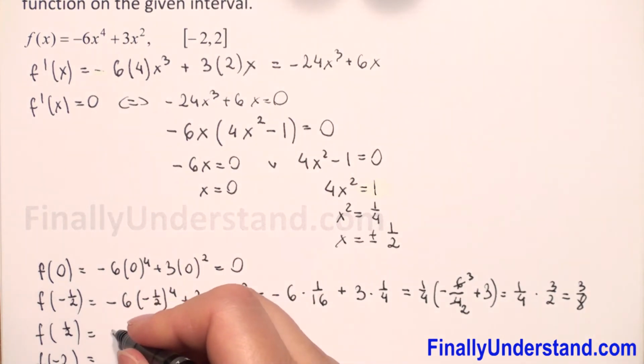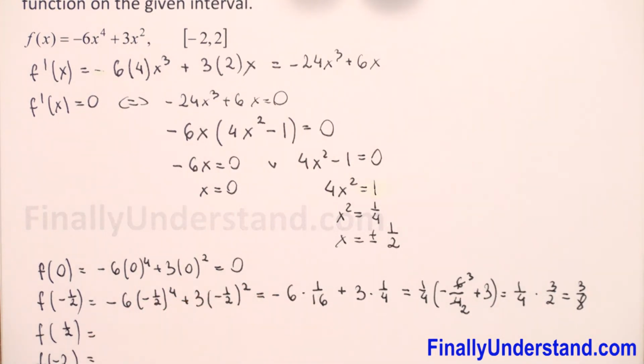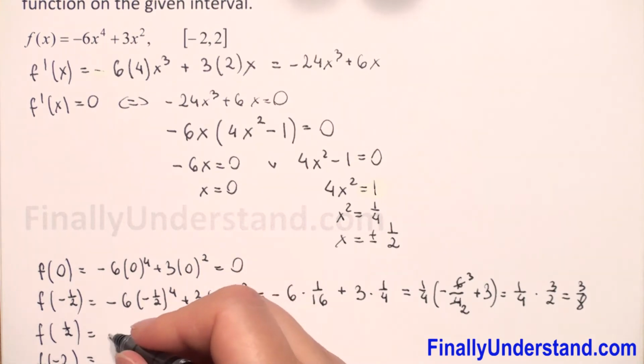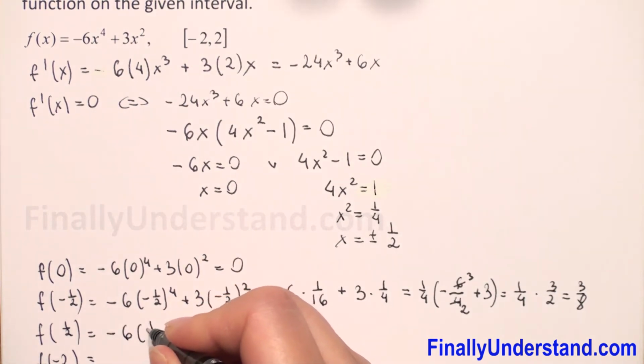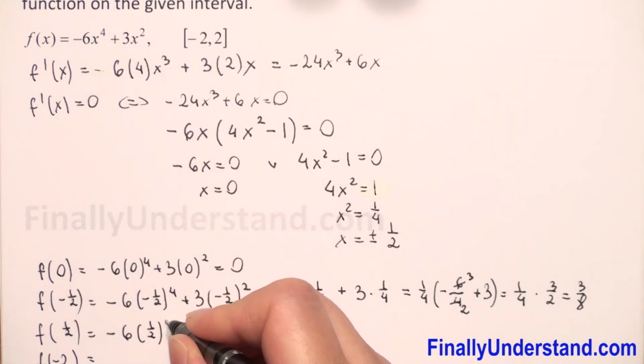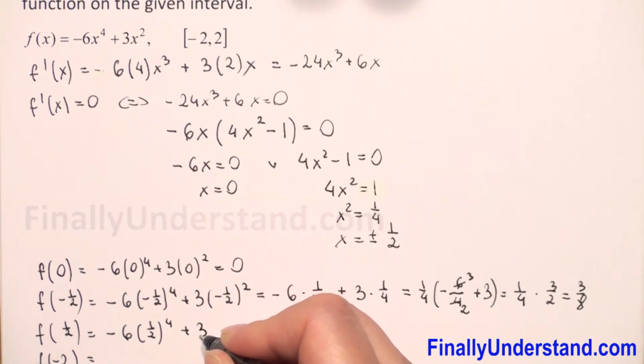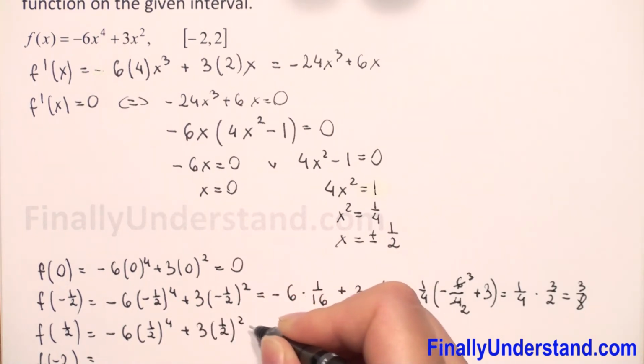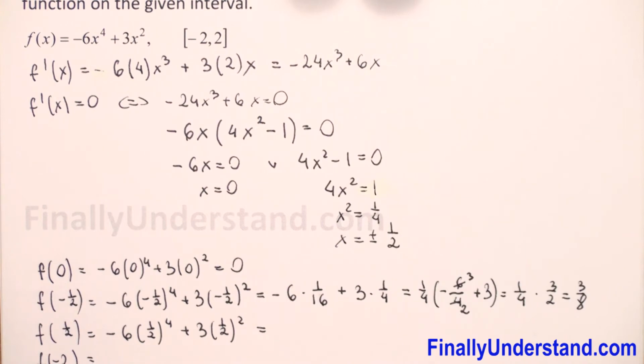So 1/4 times 3 over 2 is equal to 3 over 8. Next, we have to find the value for 1 over 2. We have negative 6 times 1 over 2 to the 4th power plus 3 times 1 over 2 to the second power, so the value will be the same because we have even powers. So this is equal to 3 over 8.